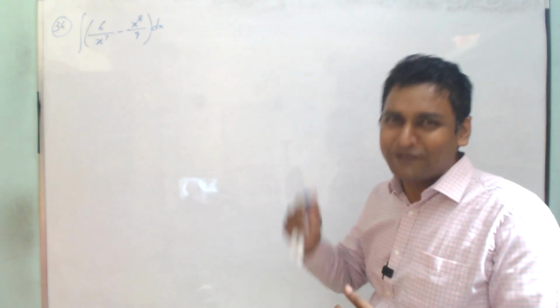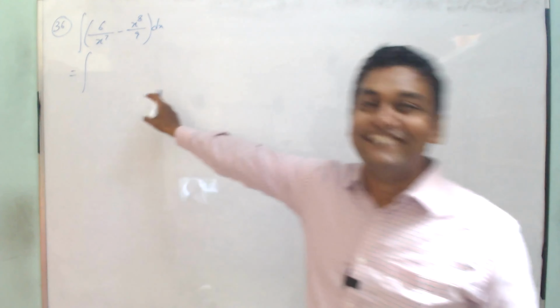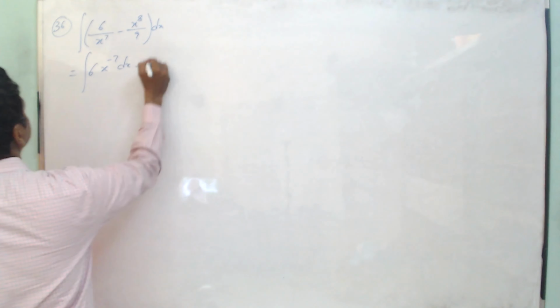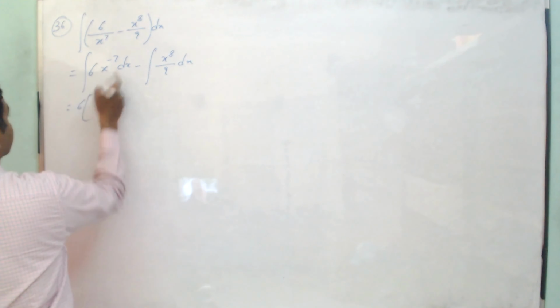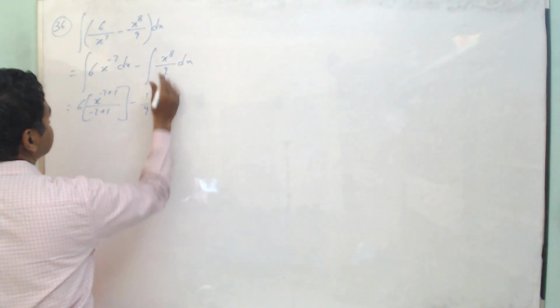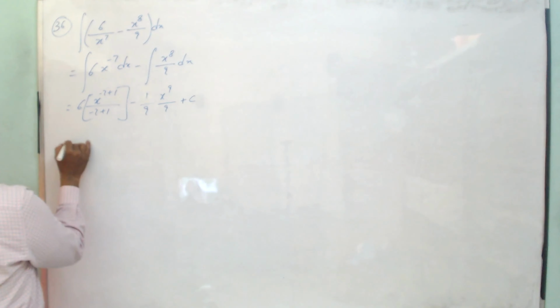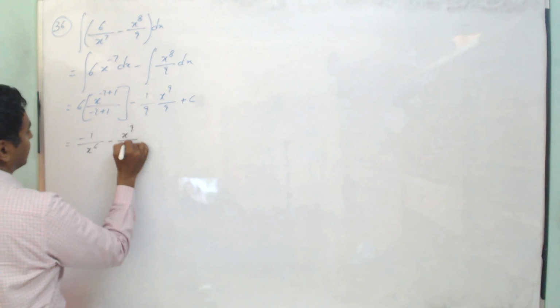अच्छा, मेरे खुशी के लिए वापस से एक बार हार तो मान लो, मैं फिर कर देता हूँ। चलिए, ध्यान से देखिए, अब बाद में मत बोलना कि मेरा हो गया। ओके, so this is nothing but 6x to the power minus 7 dx minus integral of x to the power 8 by 9. So I have x to the power minus 7 plus 1 by minus 7 plus 1, and x to the power 8 का integral है x to the power 9 by 9. So simply we will have minus 1 by x to the power 6 minus x to the power 9 by 81 plus c.